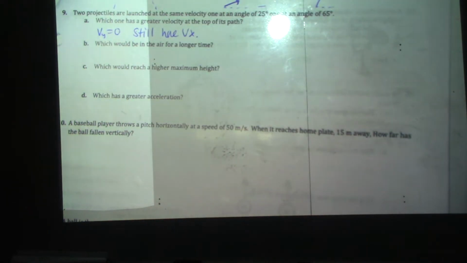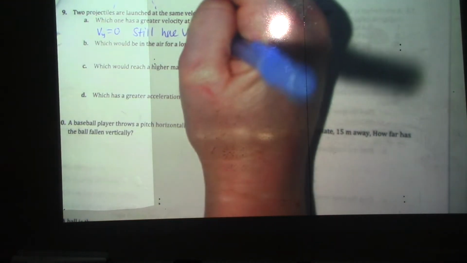For any generic projectile, we know at the top that your y velocity is 0, but you still have x velocity. So the one that has the greater velocity at the top of the path, their y's go to 0, they only have x, so it's just the one with the greater vx.